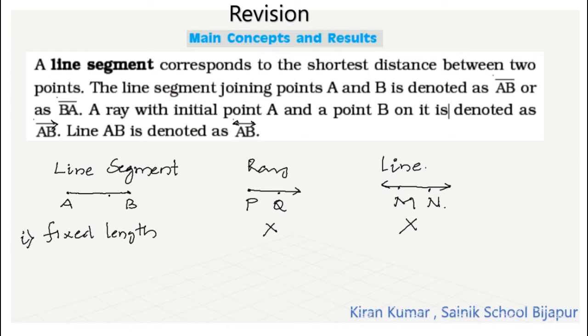This line segment has got two endpoints. One of the point A is called as initial point, point B is called as final point, and these 2 points are called as endpoints. So there are 2 endpoints. Here there is one endpoint. Here there is no endpoint.